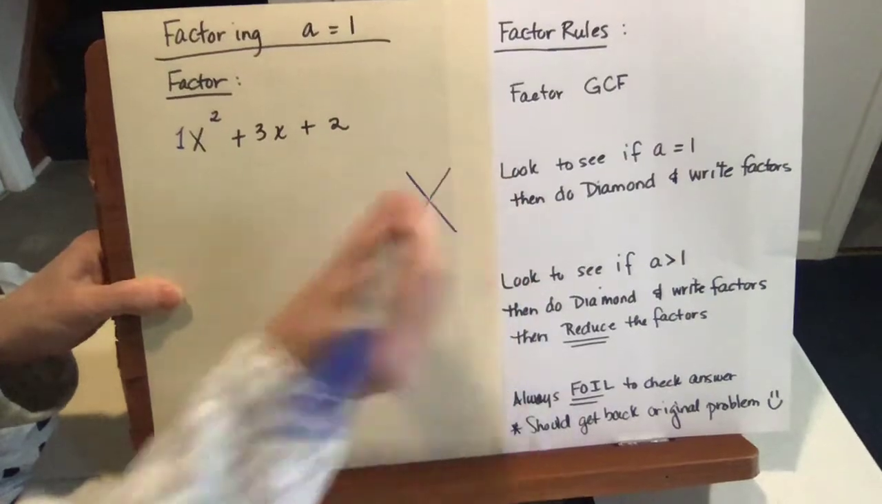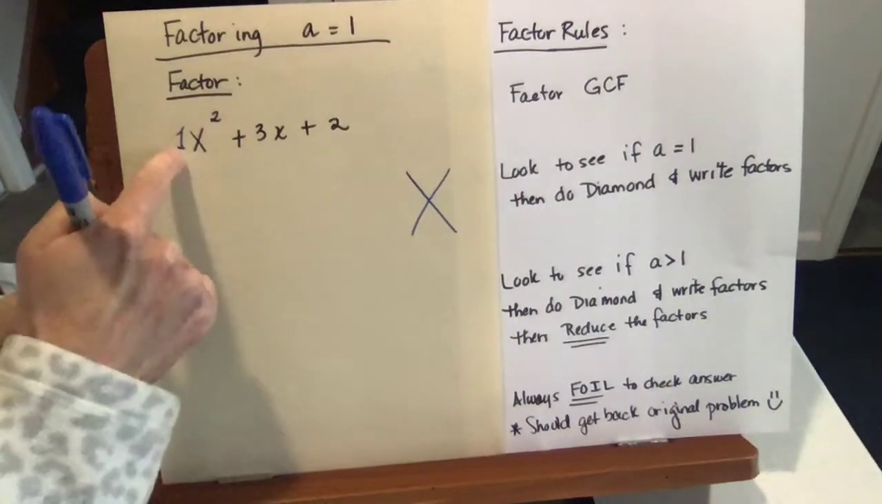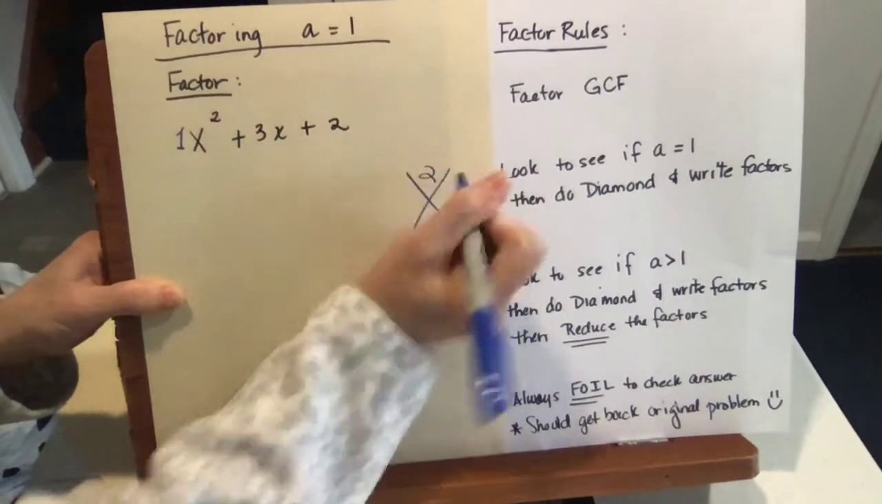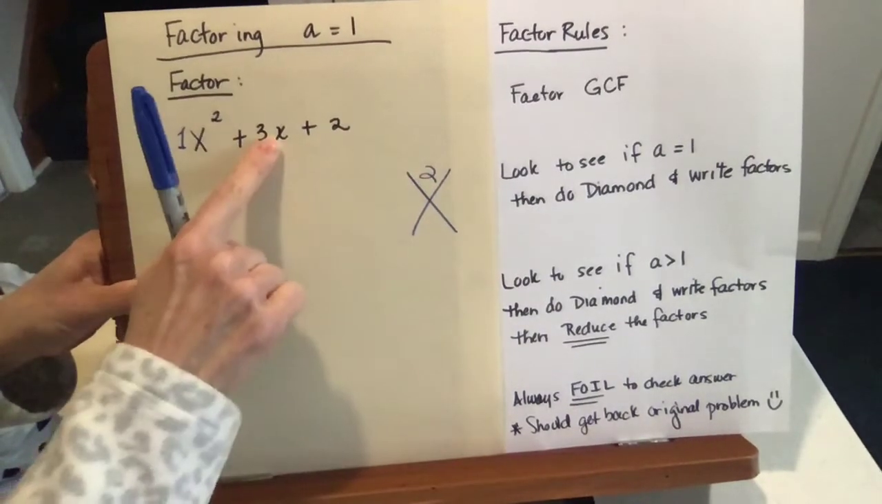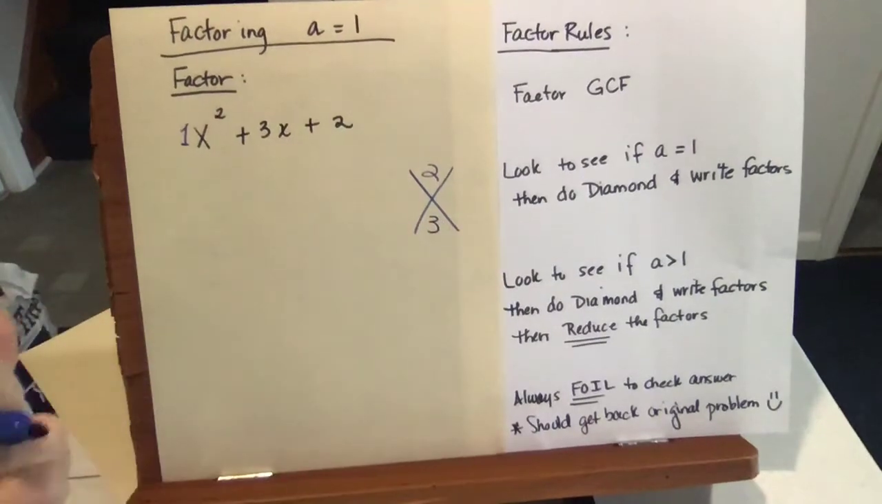I usually prepare my diamond on the side. I'm going to take 1 times 2 and put it in the top. That's my first and my last terms. Multiply to the top number. My middle term goes on the bottom. I now finish my diamond.